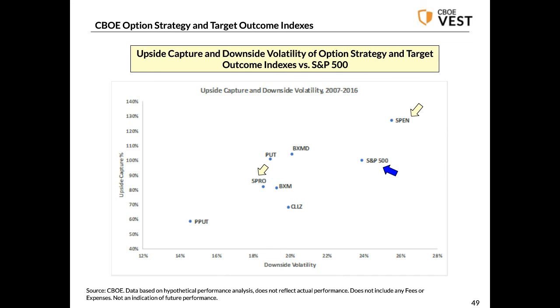And here you can see how much the protection strategies like PPUT and the CLLZ, the collar strategy, do take the risk down significantly compared to the S&P 500. SPRO, which was that buffer protect strategy, also provides significant risk reduction. A little bit of a give up in return, but as we showed you, less downside participation. And a strategy like SPEN that has higher upside capture relative to risk moves out relative to the S&P 500.